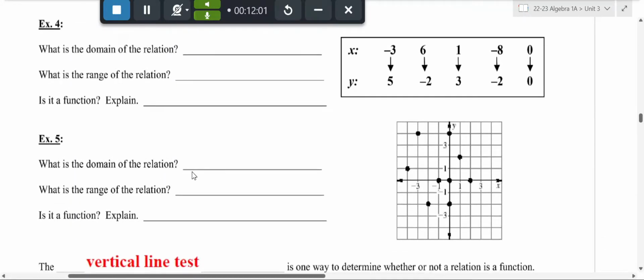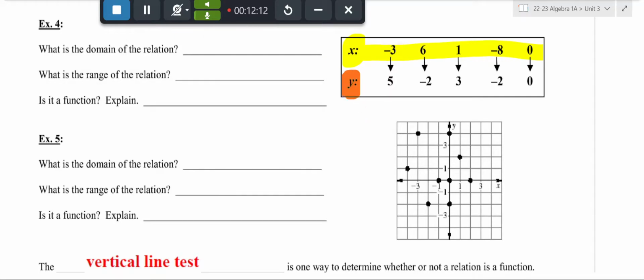All right, that's that same question. This one is more in table form, and it tells you that if this is x right here, then all of these are your x values. If this is y right here, then all of these are your y values. So let's go ahead and play.